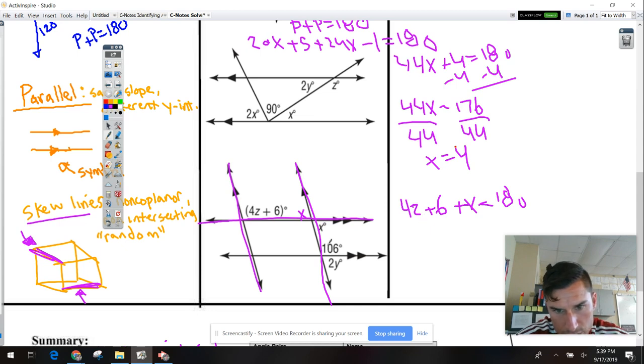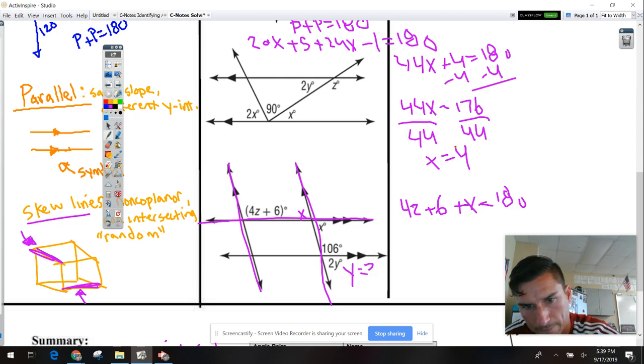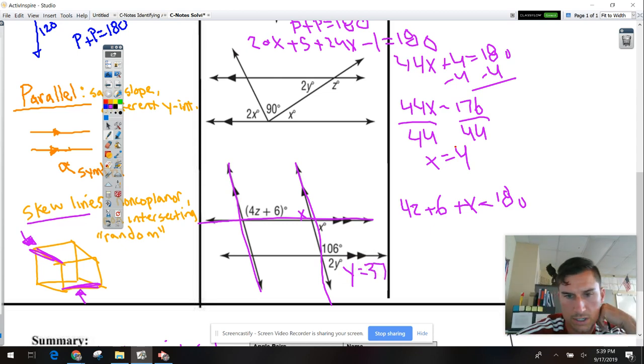So if you look down here below, we have 106 and 2y. So you notice those are from your past. We have linear pair. So we know they have to add up to 180. So if you take 180 minus 106, 74, and that's what's left. That's divided by 2. So y is 37. All right, so that gives us y.